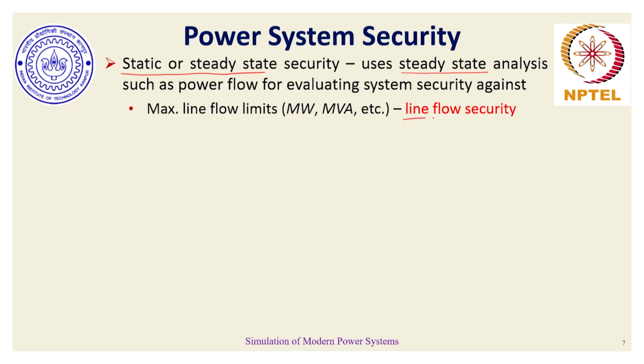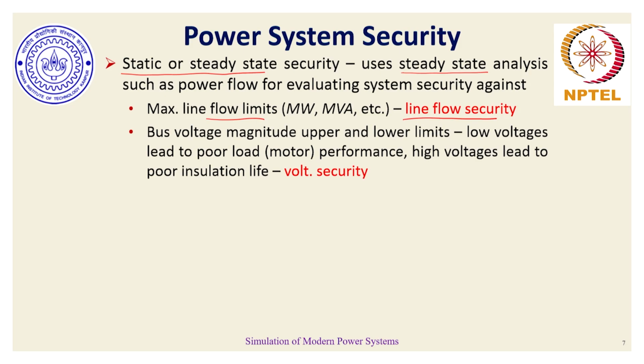There are two broad classifications of static security. One is from the perspective of line flow limits, which we would call overload security or line flow security, in which the line ratings or flows are compared with their corresponding maximum power limit or MVA limit. The other form of security is known as voltage security, in which we check whether the bus voltages are within their respective maximum and minimum limits for the given contingency that has happened.